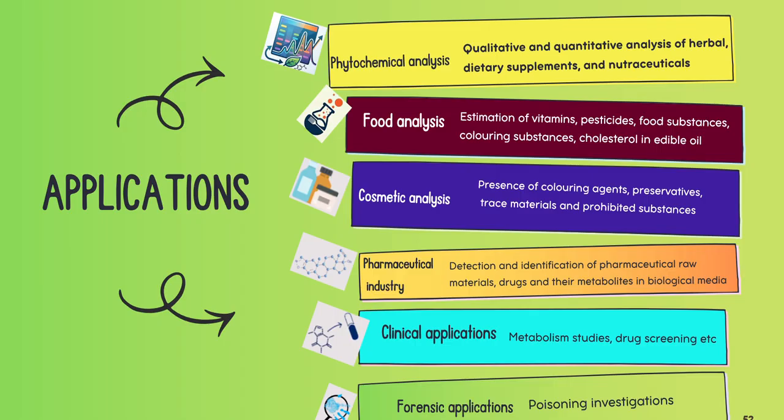In pharmaceutical analysis, it is used for the detection and identification of raw materials and metabolites in biological media. Clinically, it is used to study the metabolites of drugs in samples like plasma, blood, etc. And to investigate poisoning cases, it is used in forensic applications.